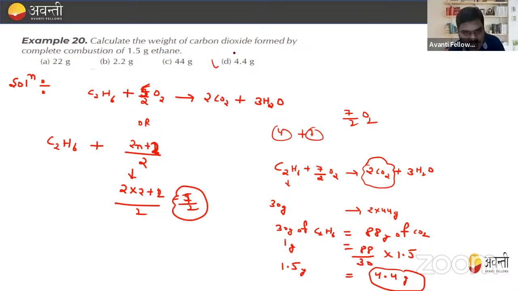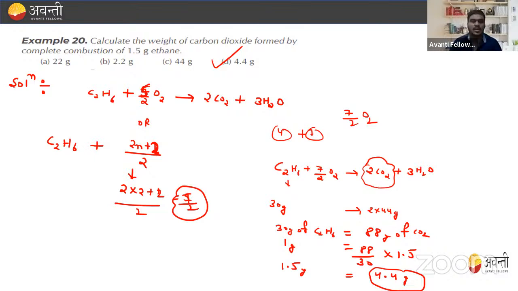So the correct answer is option number D. So this is a very simple question. Always use the formula first. First step, always remember, write the balanced chemical equation. If you write the balanced chemical equation, then in the next step, just use the unitary method to solve it, right? So this is very, very simple. I hope this is clear to you.